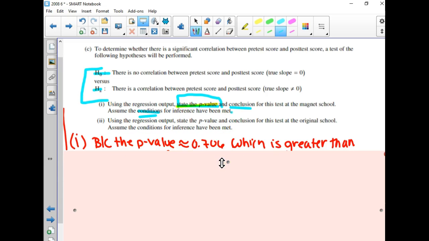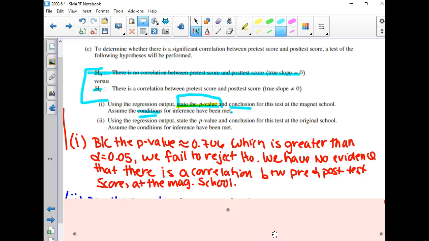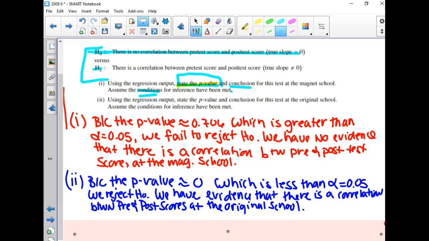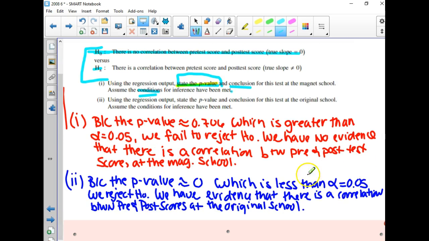Because our p-value is approximately 0.706, which is greater than alpha, we fail to reject this null hypothesis right here. We have no evidence for HA that there's a correlation between pre and post-test scores at the magnet school. Part B, because the p-value is approximately 0, again, you see that right here, for my slope, which is less than alpha equal to 0.05, we reject our null hypothesis. We have evidence that there is a correlation between pre and post-test scores at the original school.